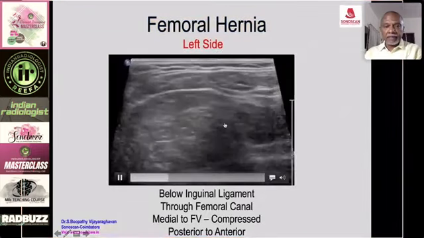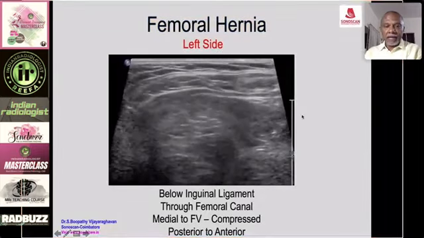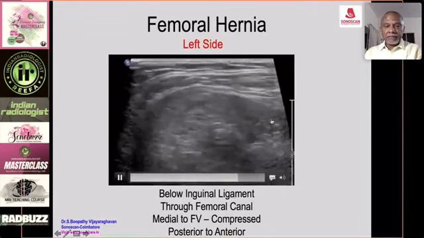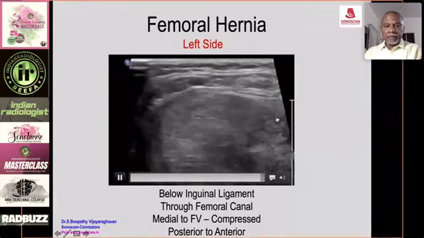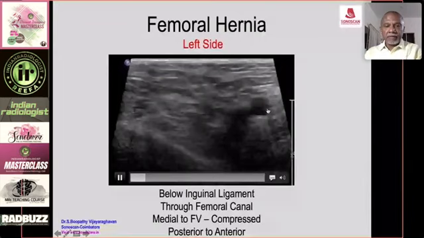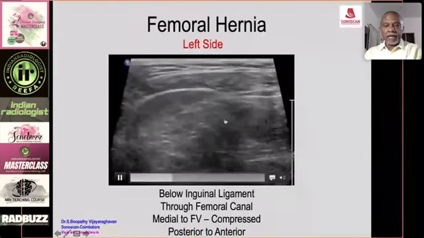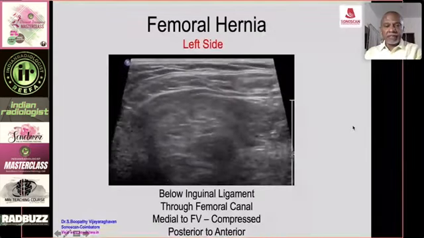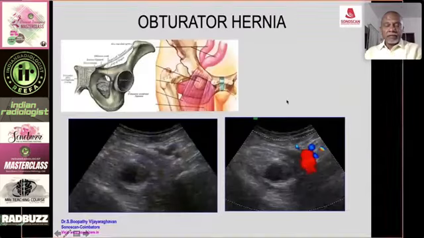You see the real time, you see the common femoral artery and the vein. So that is the femoral artery, vein, and you see the bulge happening medial to the vein, compressing the vein. That is femoral hernia. Then we come to the obturator hernia.